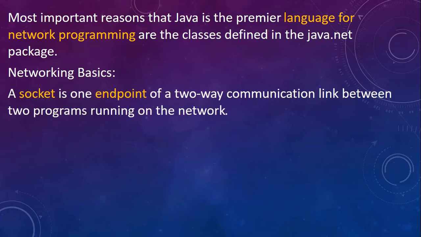Now we start with a term called socket. A socket is nothing but one endpoint of a two-way communication link between two programs running on a network. Which simply means that if you have a client machine here at your place, you have a server machine somewhere in the US, and your client wants to access data from that server which is present in the US.